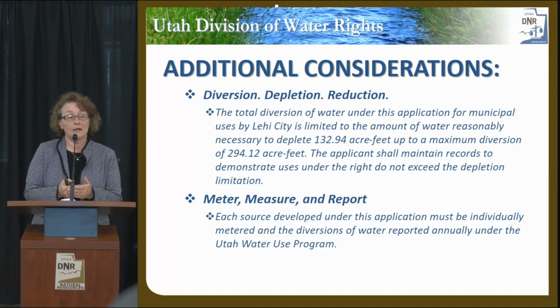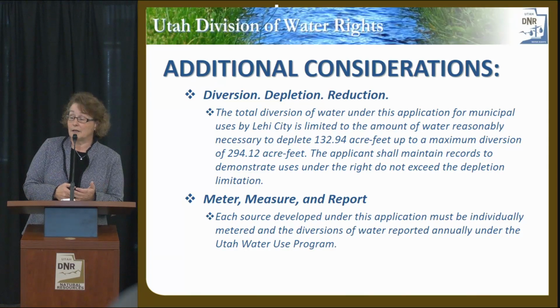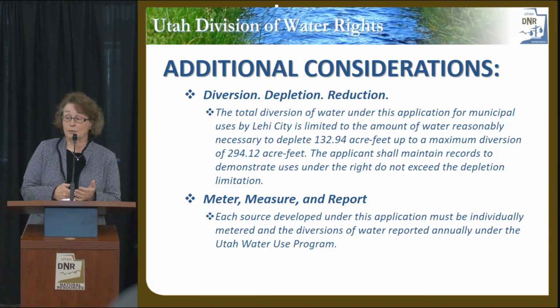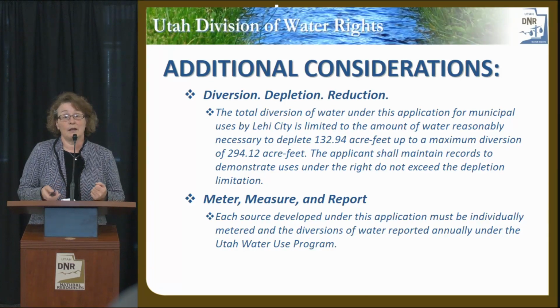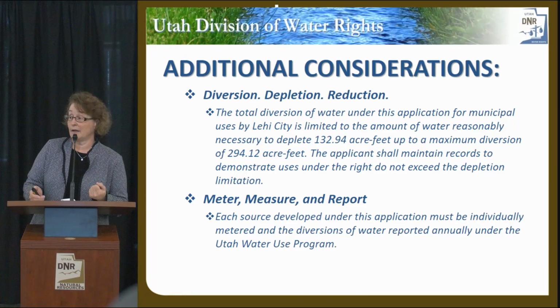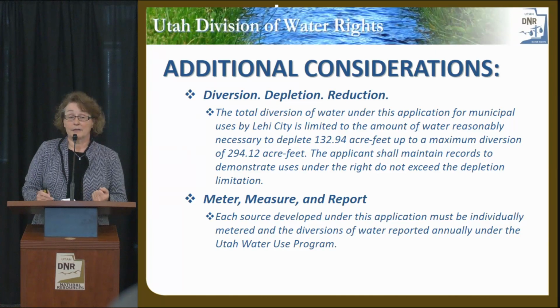Some of the additional conditions that may apply, and in most cases do apply: there could be a condition that it's approved with the condition that diversion depletions are not exceeded from that historic, if it's a change application, and that reductions are made. Conditions that you have to meter, measure, and report. If that is a condition of approval, you need to do that.